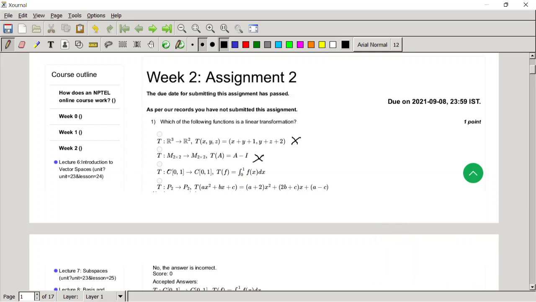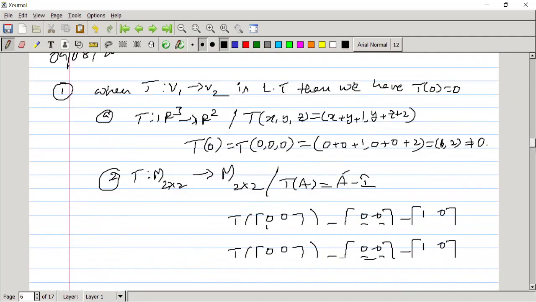Now we will check the third option. C is T from C[0,1] to the same vector space such that T of f equals the integral from 0 to 1 of f of x dx.